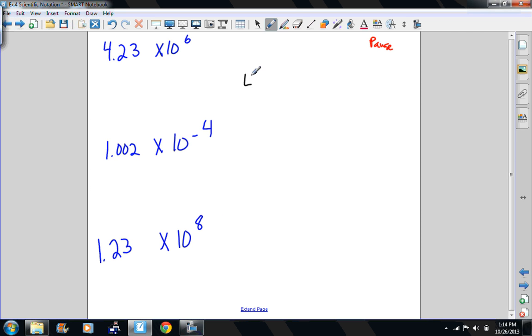This becomes 4, 2, 3 with 4 zeros. So 4,230,000. This becomes 0.001002. And the bottom one becomes 1, 2, 3, and 6 zeros. And this is the main reason why scientific notation is better to write in this type of problem, because this number is massive and hard to read, where this number is easy to say. Okay, so that's scientific notation to regular notation.